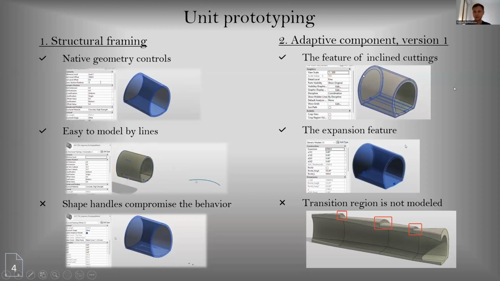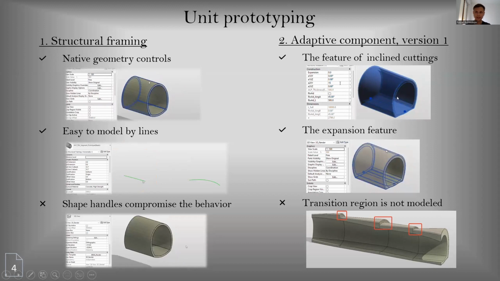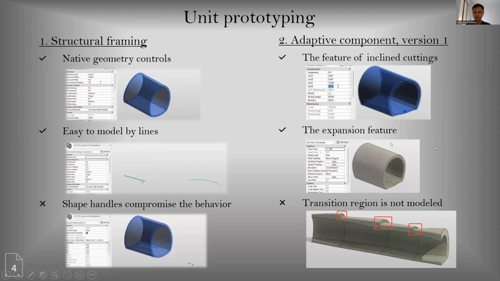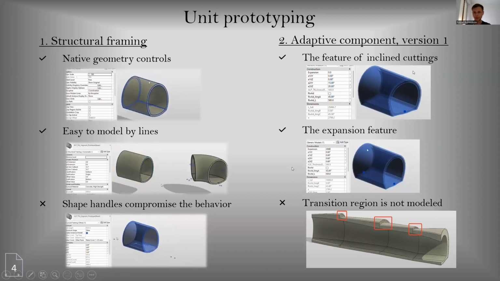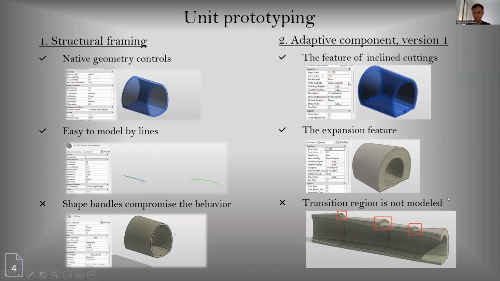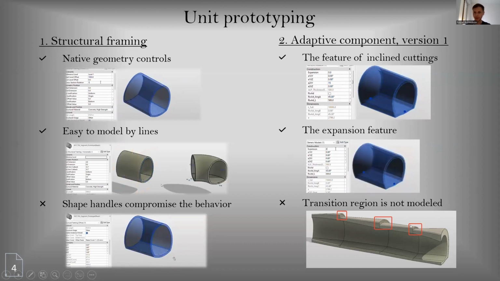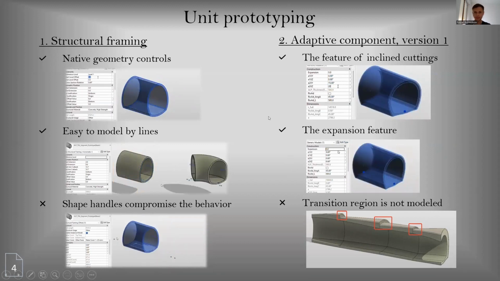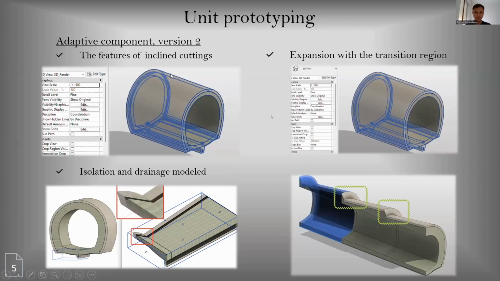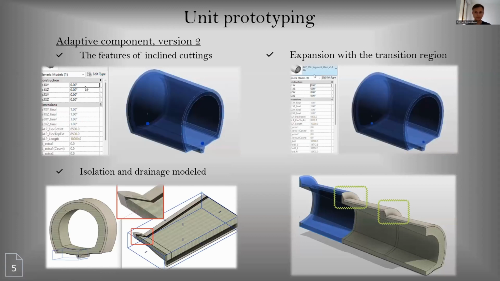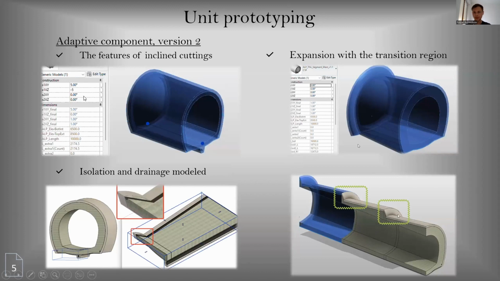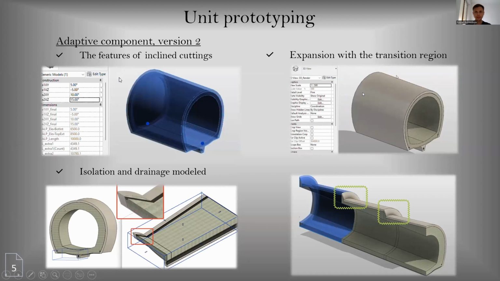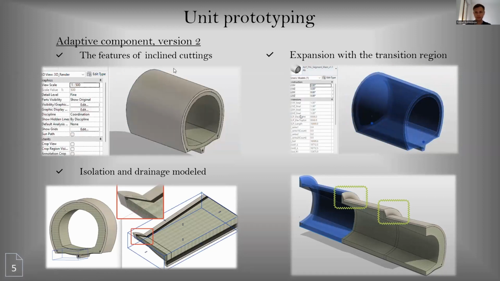On the right, you can see the first version. The feature of included cuttings in order to get joints when the path is curved was applied. Also, the expansion feature, which was necessary to get the geometry. But at first, the transition region wasn't modeled, so it has to be smoother in reality. For this reason, a second version of the adaptive model was created, obtaining the same features as well as smooth connections, which gave more precise geometry and thus more precise volume for the quantity takeoff in the future.